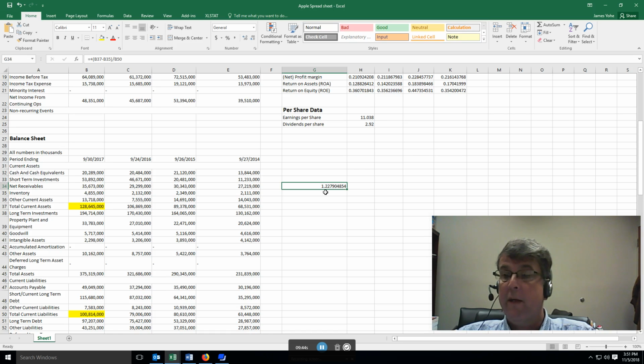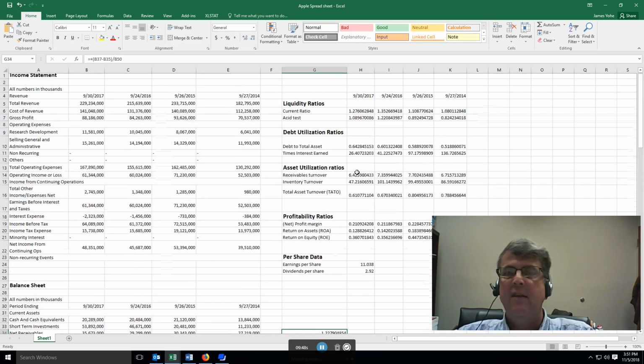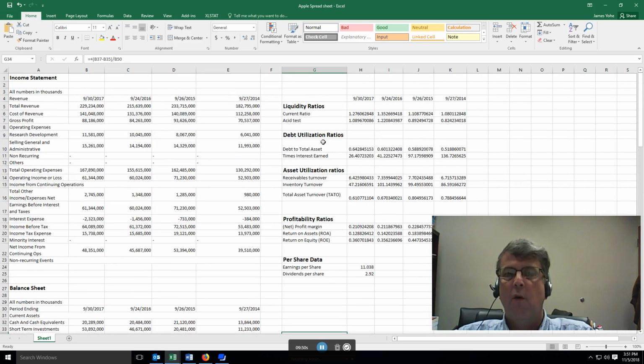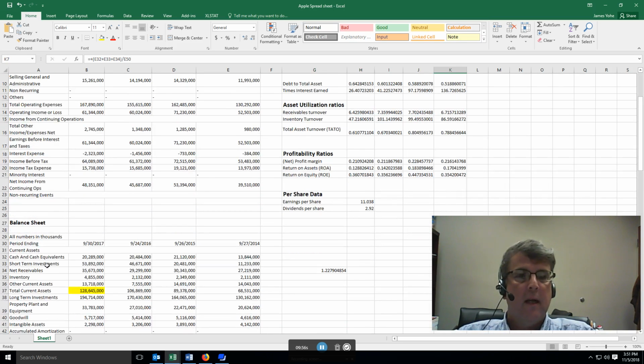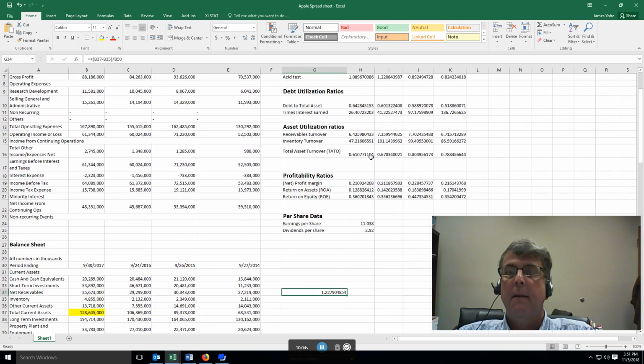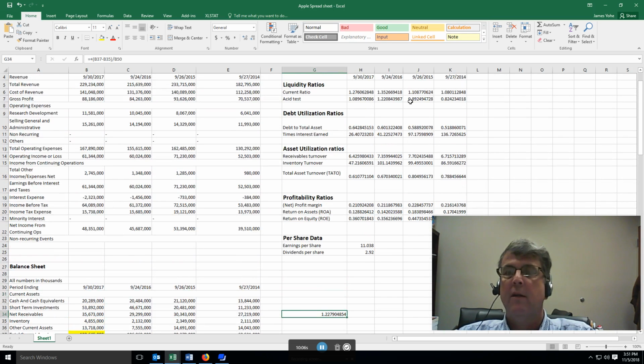Most lenders are what we call cash flow lenders. This is what I'm looking for. First thing I'm looking for when I walk in is this acid test number. Okay, and these are a little bit lower because I subtracted out these other current assets here. I don't know what those are. If I knew what those are, I might add them back in and get a number like this. Okay, but I'm looking here, and Apple can pay their bills. They've got enough cash to pay their bills. Okay, so now I'm thinking about lending them money.